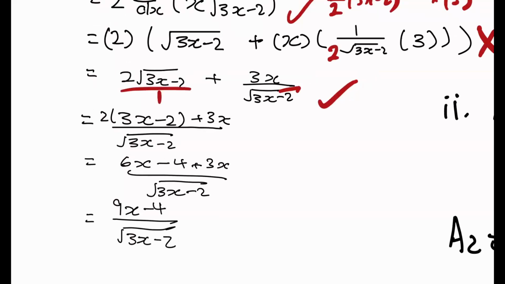So it means that you need to make sure the denominator is the same. How do you do that? Multiply top and bottom by square root 3x minus 2. So you end up with 2 times square root 3x minus 2 times square root 3x minus 2. Cancel away, you're left with just 3x minus 2, plus a 3x. Good. So this becomes 6x minus 4 plus 3x, which becomes 9x minus 4 over root 3x minus 2. Very good.